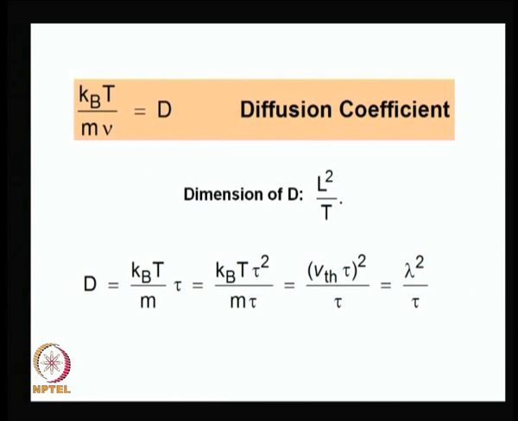An interesting point about the diffusion coefficient is that it has the dimension of L square upon T. You can readily show this yourself by writing the dimensions of all the quantities. You will find that it comes out to be lambda square upon tau, which has the dimension length square upon T. Now, we express the flux in terms of mobility and diffusion coefficient.